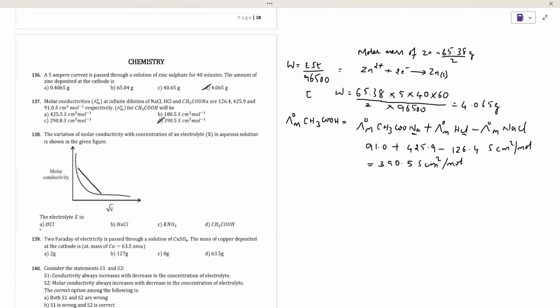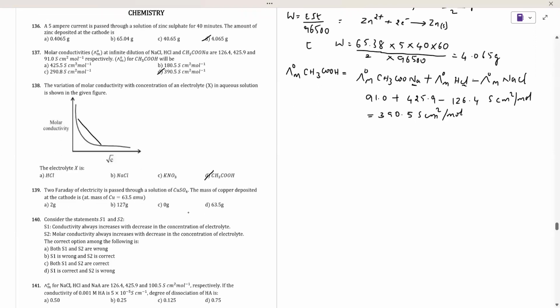Option A is HCl, which is a strong electrolyte. Sodium chloride once again is a strong electrolyte, and KNO3, that is potassium nitrate, is also a strong electrolyte, and hence option D would be correct for the graph, because acetic acid is said to be a weak electrolyte. So the answer is acetic acid.